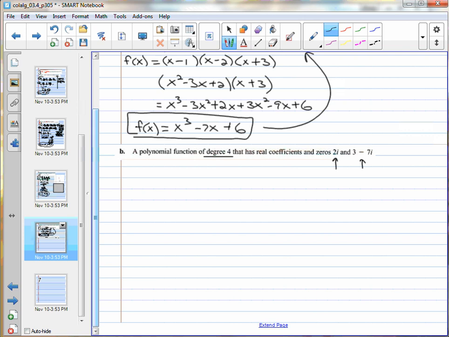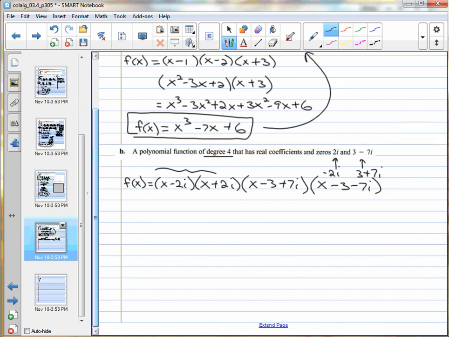Now wait a minute. If it's a 4th degree, there should be 4 zeros out there. So if 2i is a 0, negative 2i is a 0. If 3 minus 7i is a 0, 3 plus 7i is a 0. So when I go to write my factored form, let's see, x minus 2i, x plus 2i, then x minus 3 plus 7i, both signs would change, and x minus 3 minus 7i. Well, there I have it in factored form.